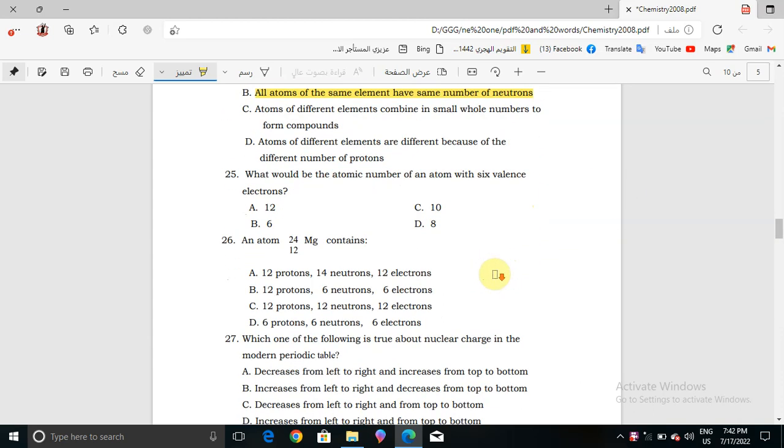Okay, now question number 25. What would be the atomic number of an atom with 6 valence electrons? 6 valence electrons, it will be 6.